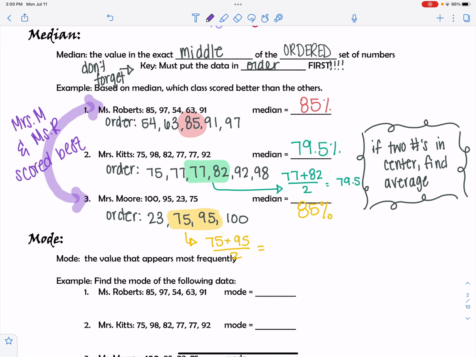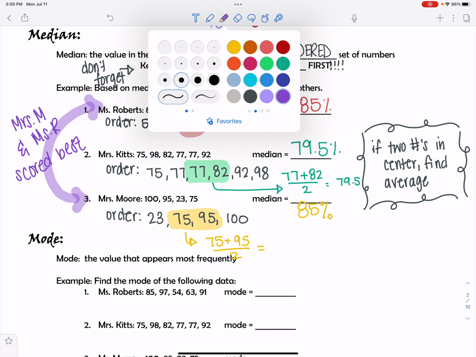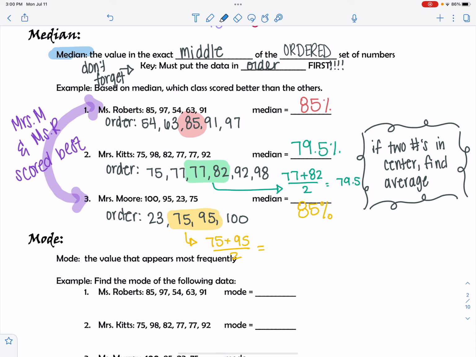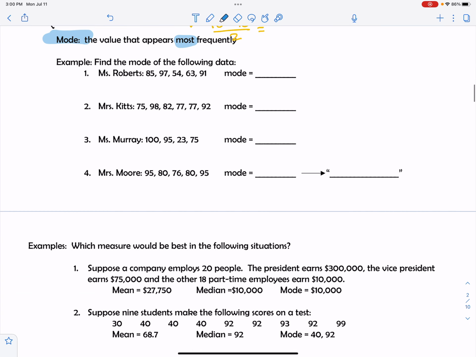All right, now we're going to look at the mode. And so the mode is going to be the value that appears the most. So we've got the median, and the mode, the value that occurs the most. You don't have to order it, but you do just have to look at which one is listed frequently. It is okay to have a mode of 3, 4, 5 modes. It's also okay to have not a mode.